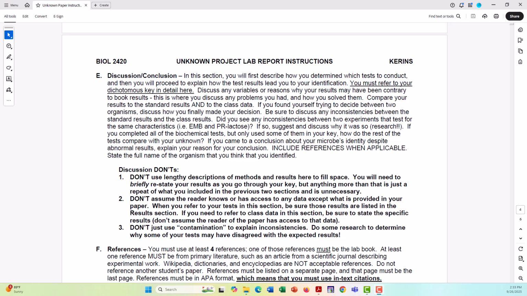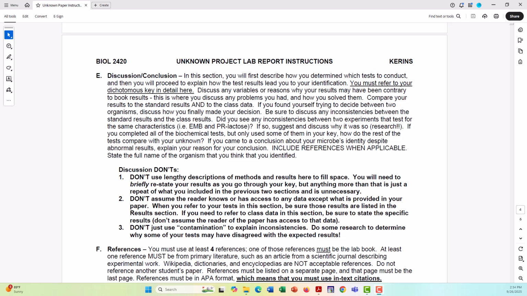First of all, this is where you're going to describe how you determined what tests you were going to conduct. I thought about what section to put this in, and I think I want to put this here. It's up to you how you decide what biochemical tests you think you're going to need to identify your bacteria, but this is where you're going to discuss that. It might only take a few sentences, but that's the first thing I want you to address in here.